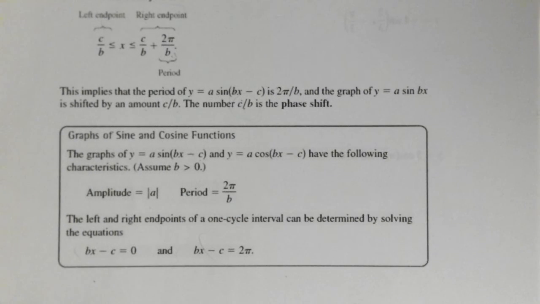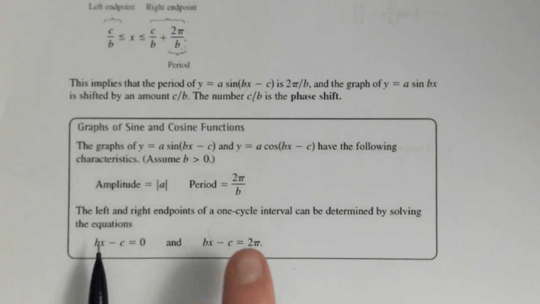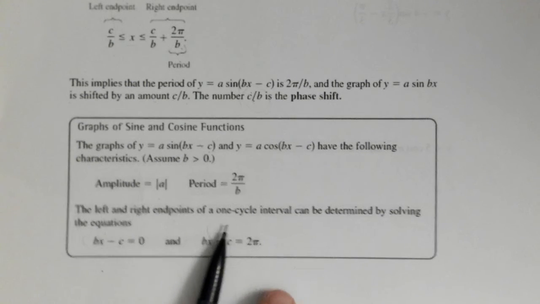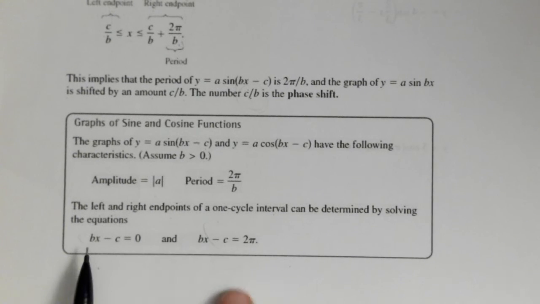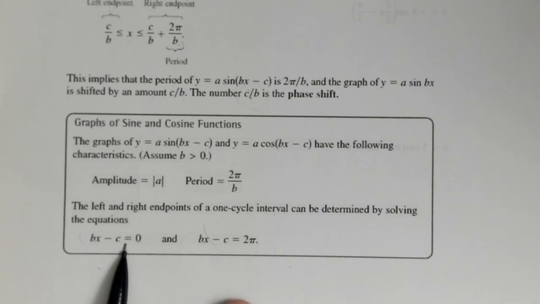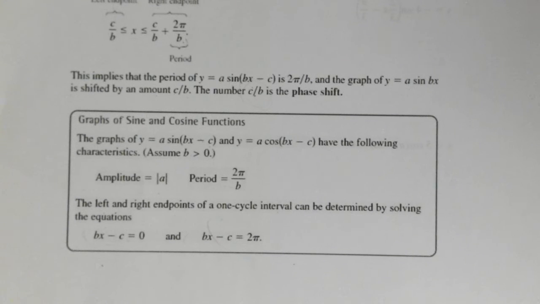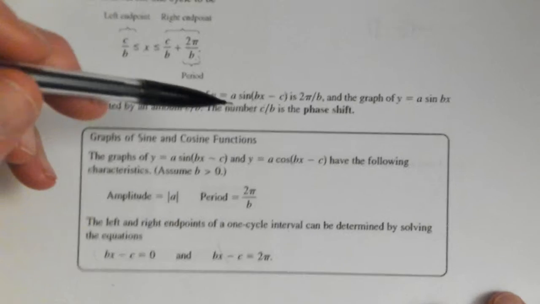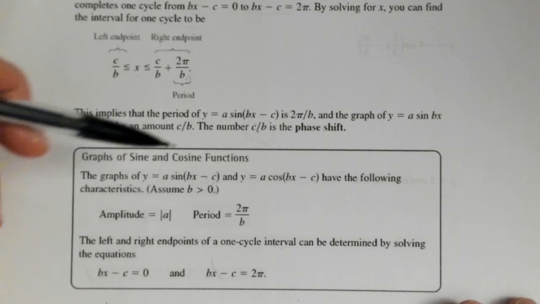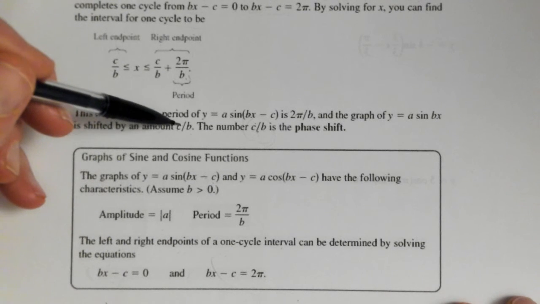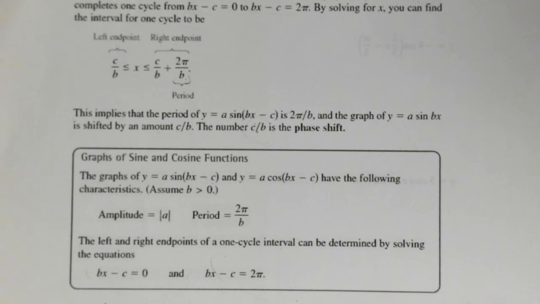Now this box just gives you what we looked at last time, the amplitude and the period. And if you wanted to determine what the left and the right endpoints of one cycle are, then you would solve these equations for x. So it's bx minus c equals 0, and bx minus c equals 2 pi. The key here, the thing that's new, is the c divided by b in order to get the actual phase shift.